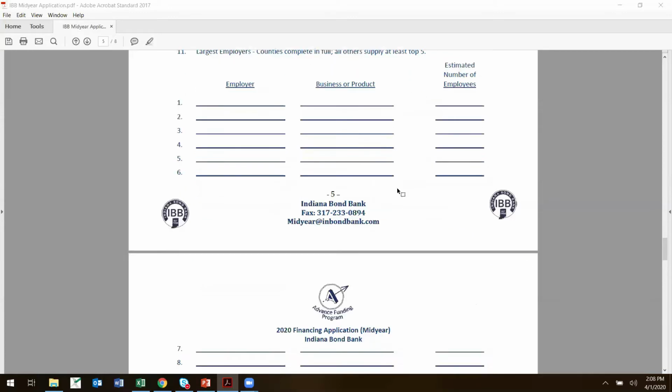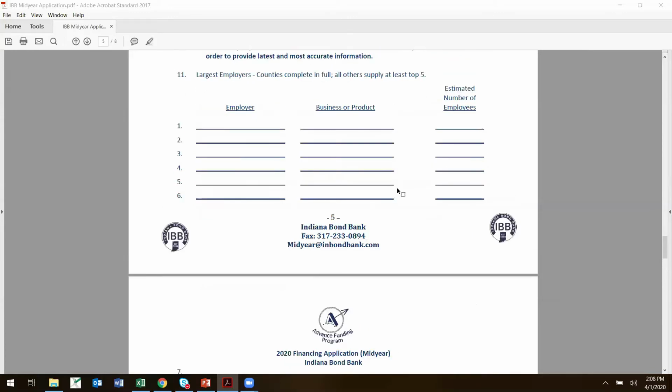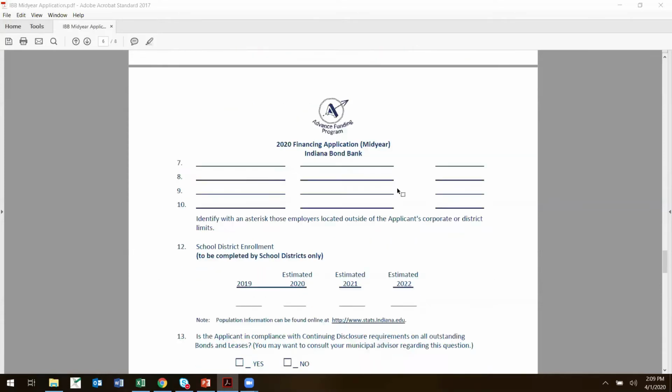Question 11 is really looking to see who employs a lot of your community members. This information is usually best obtained by reaching out to either your city chamber of commerce or maybe your county, depending on where you're located. The Chamber of Commerce usually has pretty good information on top employers. Scrolling down.